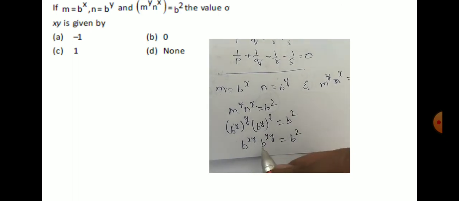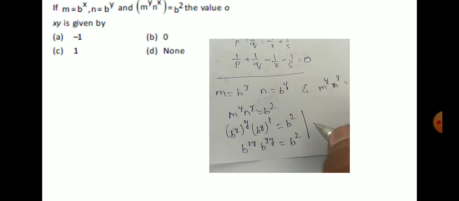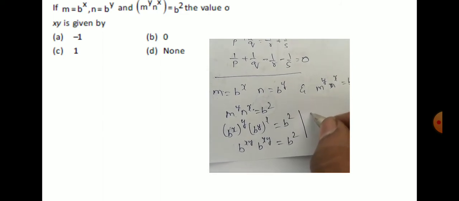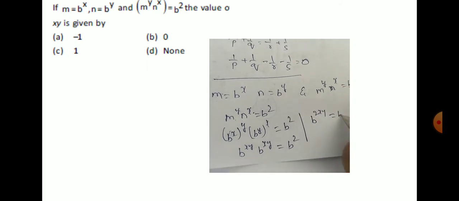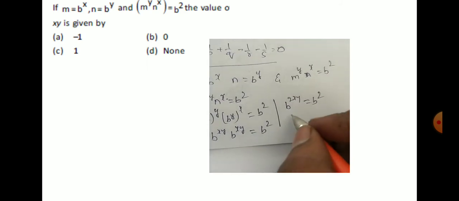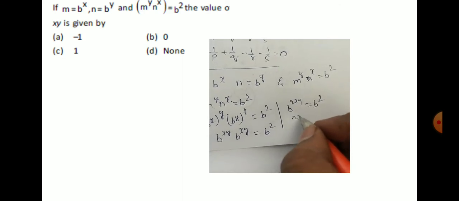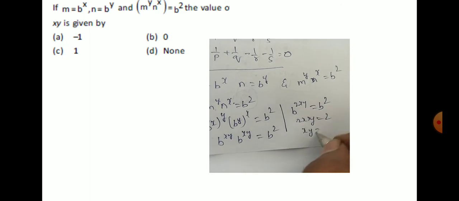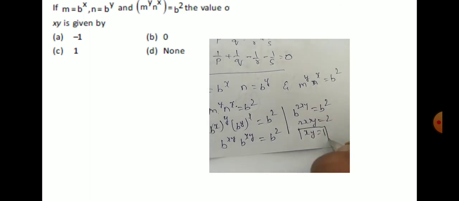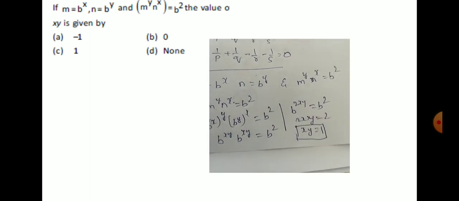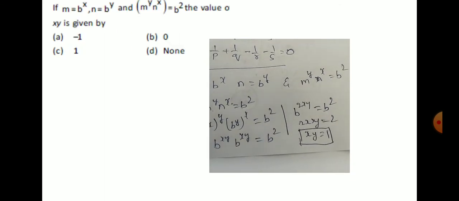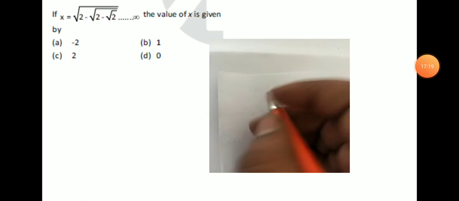Okay, a power x into a power x is a power x plus x. Similarly, b power 2xy is equal to b square, right? Therefore, equate the powers. 2xy is equal to 2, 2 cancels, xy is equal to 1. The answer is xy is equal to 1. Okay, we'll take the next question.